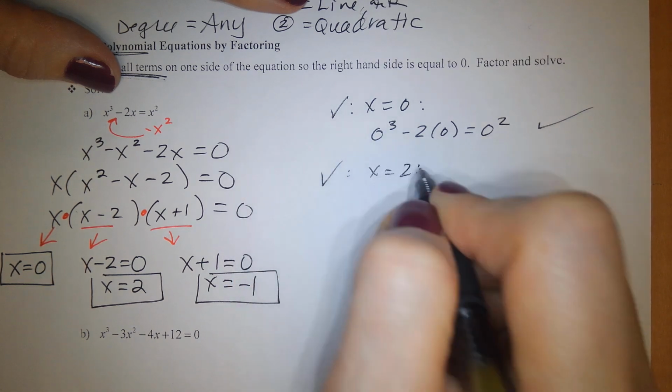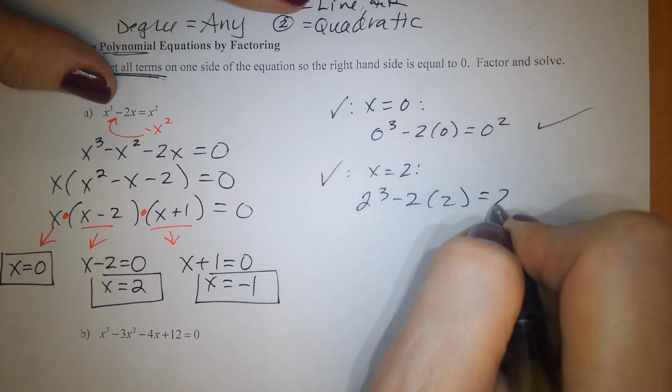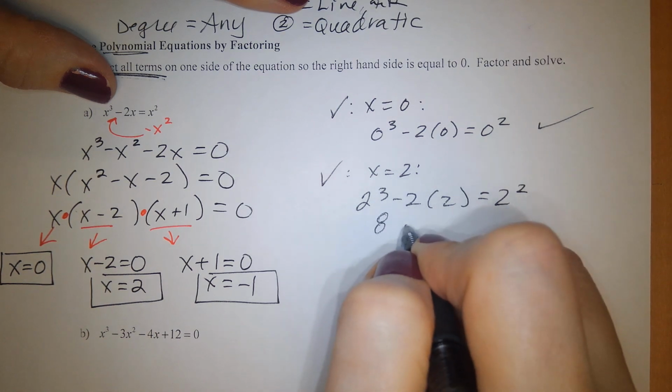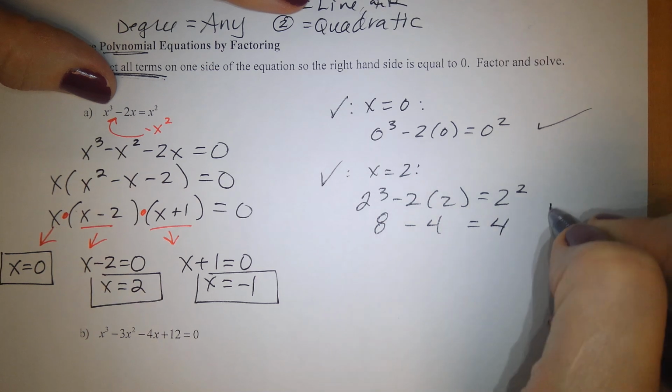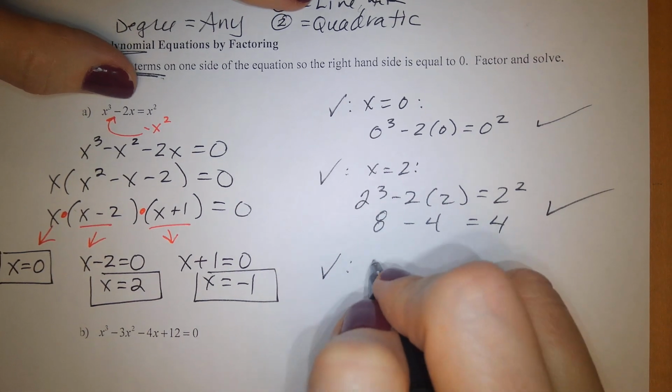Let's check x is 2. 2 to the third minus 2 times 2 equal to 2 squared. This is 8 minus 4 equals 4. Yes, it is. Let's check the last one.